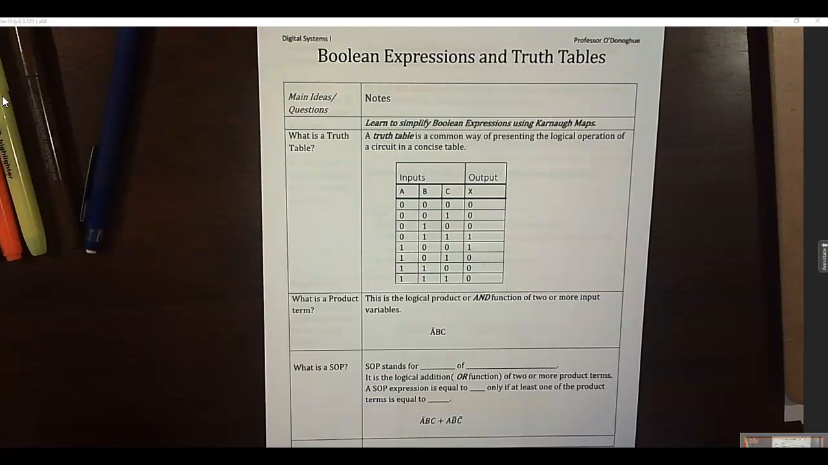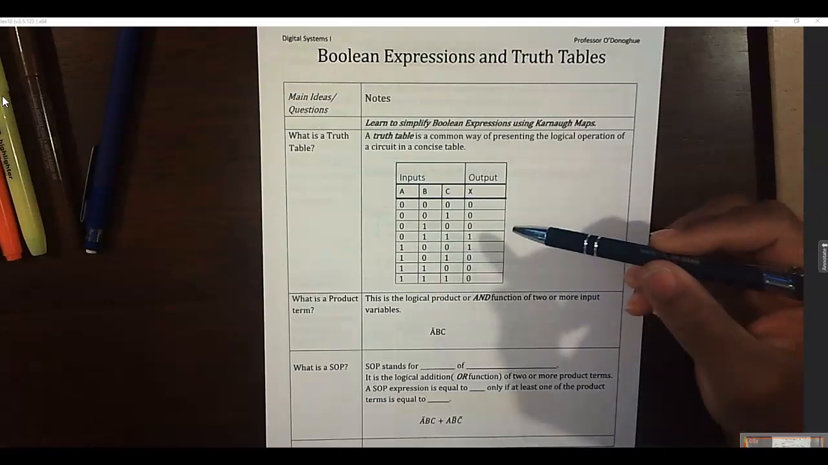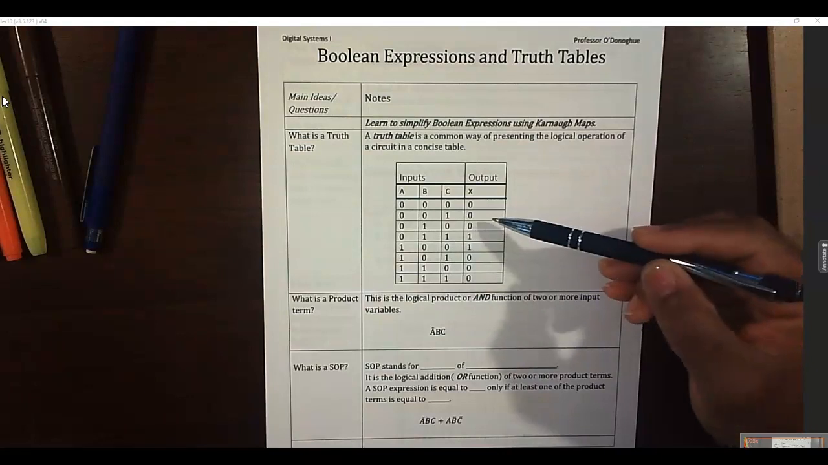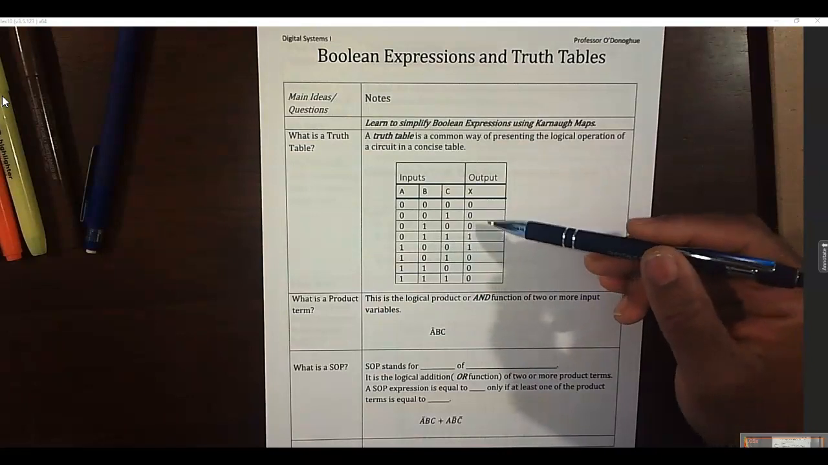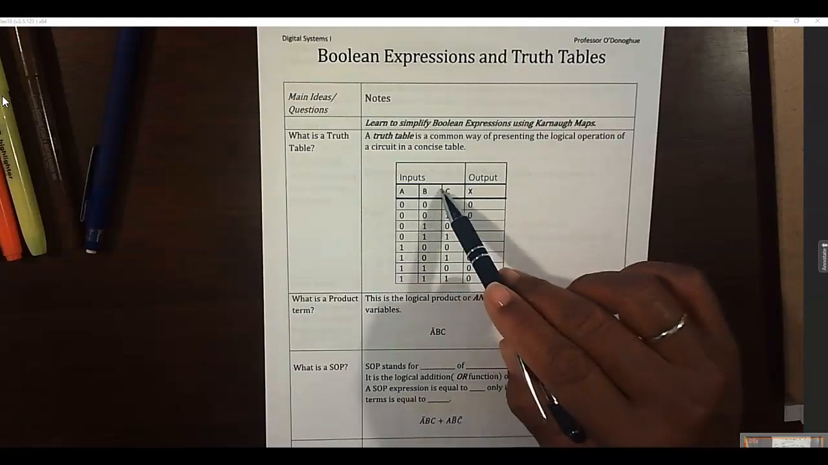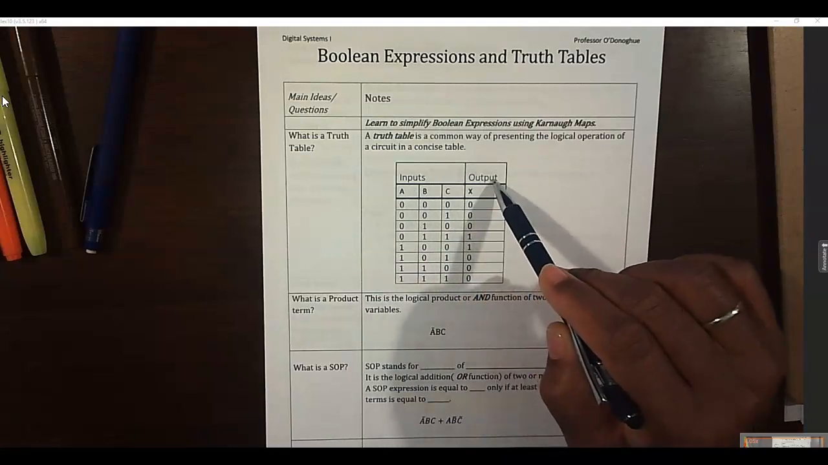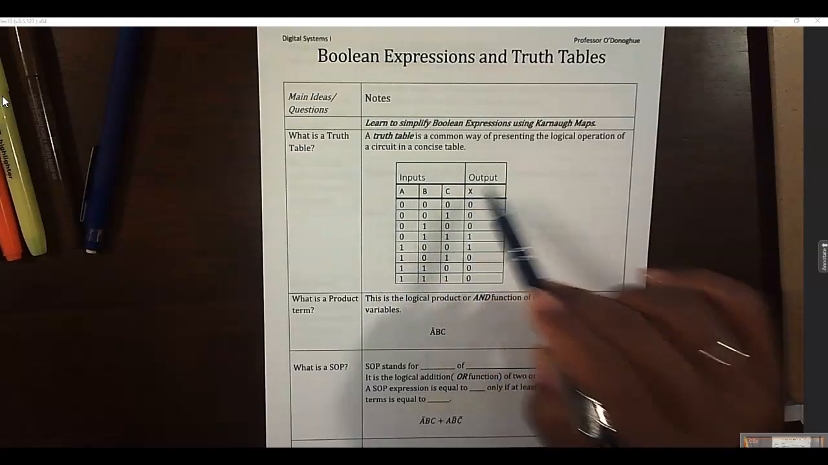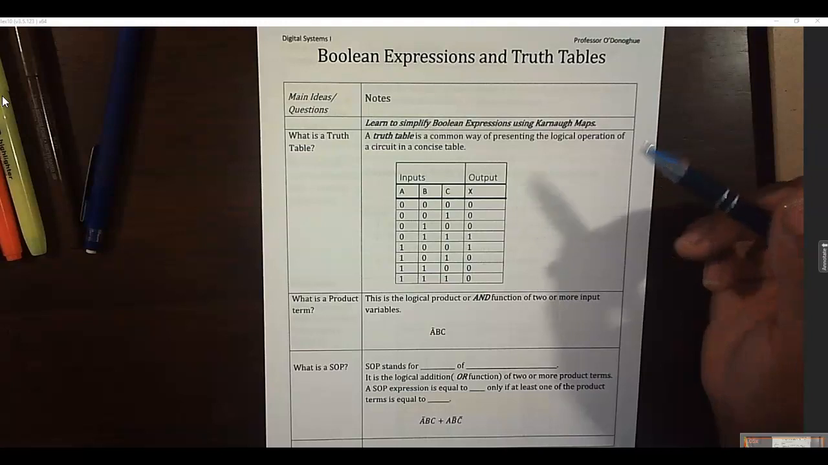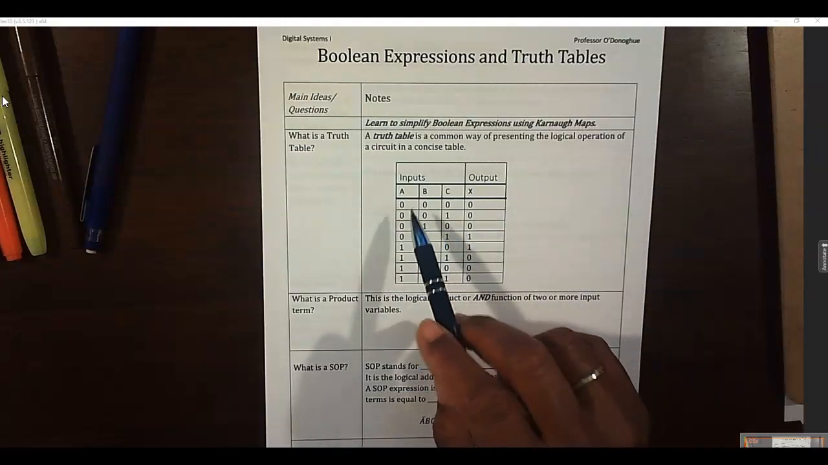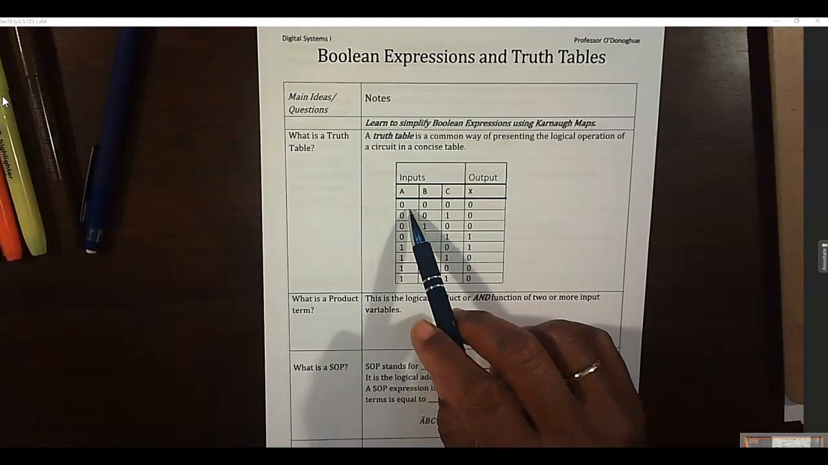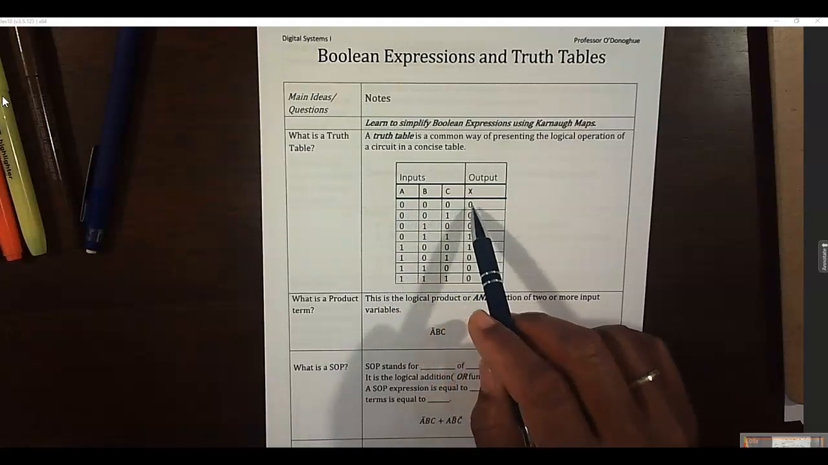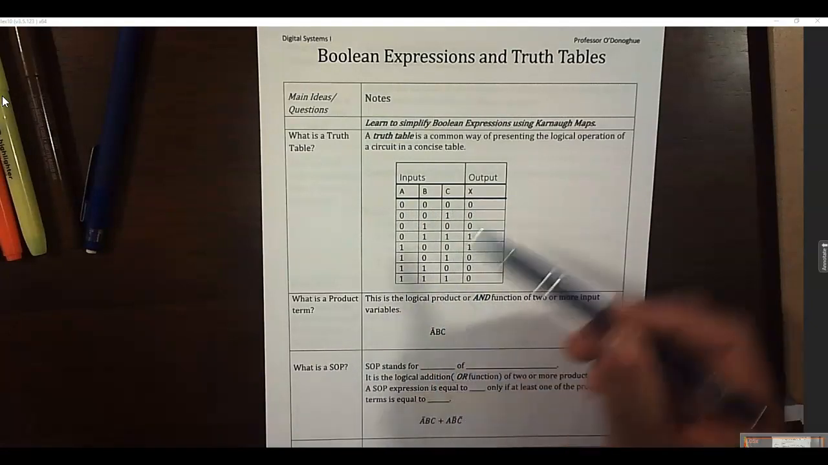So a truth table is just a common way of presenting the logical operation of a circuit in a concise table. If we look at the truth table that we have right here, it tells us exactly how this circuit should work. There are inputs to the circuit and there is an output to the circuit. The inputs are called A, B, and C, and the output is called X. And what the truth table tells us is that based on the value that we put in for each input, we will get out a specific output.